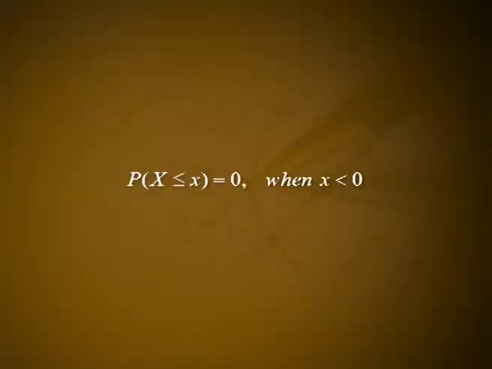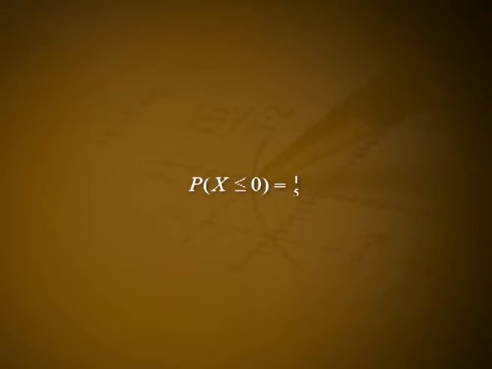From the given probability distribution, P(X ≤ x) = 0 when x < 0. 0 is a possible value of X with probability 1/5. Hence, P(X ≤ 0) = 1/5. The next possible value of X is 1 with a probability 2/5. Then P(X ≤ x) = 3/5 when 0 ≤ x < 1. The next possible value of X is 4 with a probability 2/5. Then P(X ≤ x) = 1 when x ≥ 4.